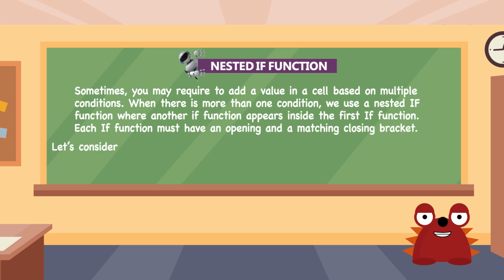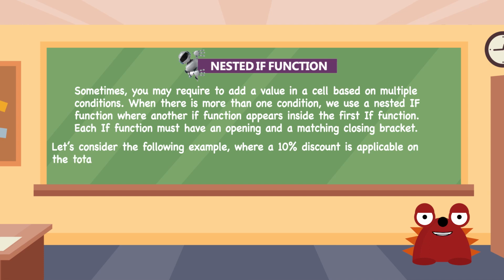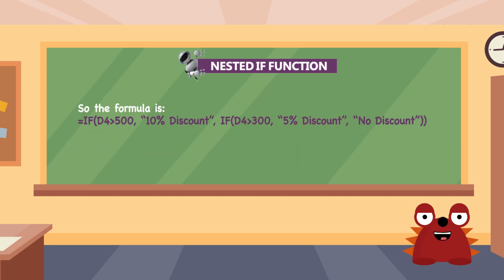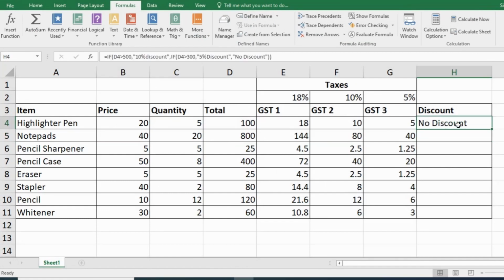Let's consider the following example where a 10% discount is applicable on the total above 500 and 5% discount is applicable on the total above 300 and no discount for total below 300. So, this would be the formula. And this is what we will get after applying the same formula for the entire column.